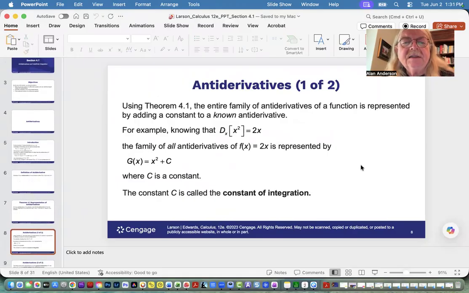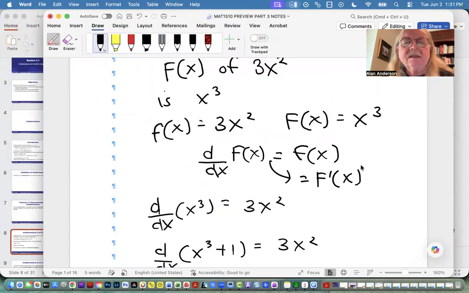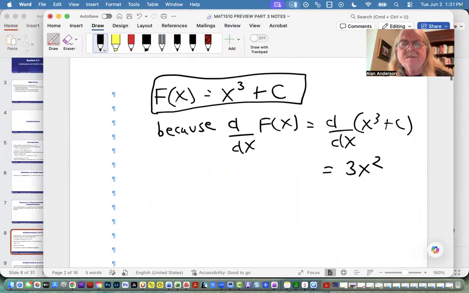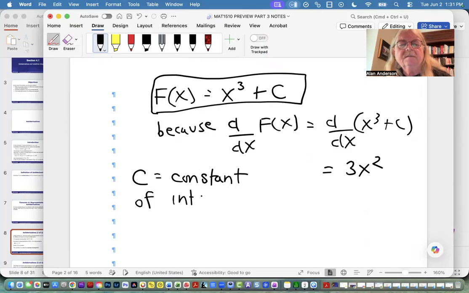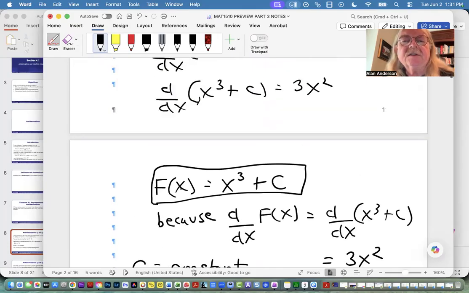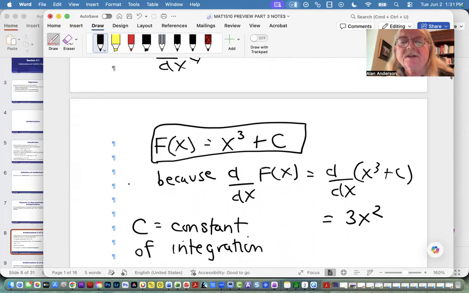All right. And of course, they're just messing around with the notation, but the c is called the constant of integration, because the process of taking an antiderivative is actually known as integration. All right, let me just get this straight here. And yes, taking an antiderivative is referred to as integration.